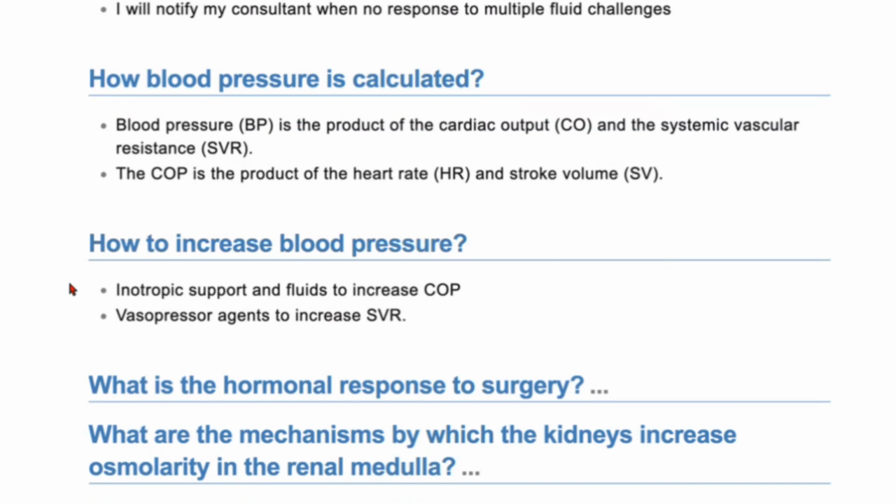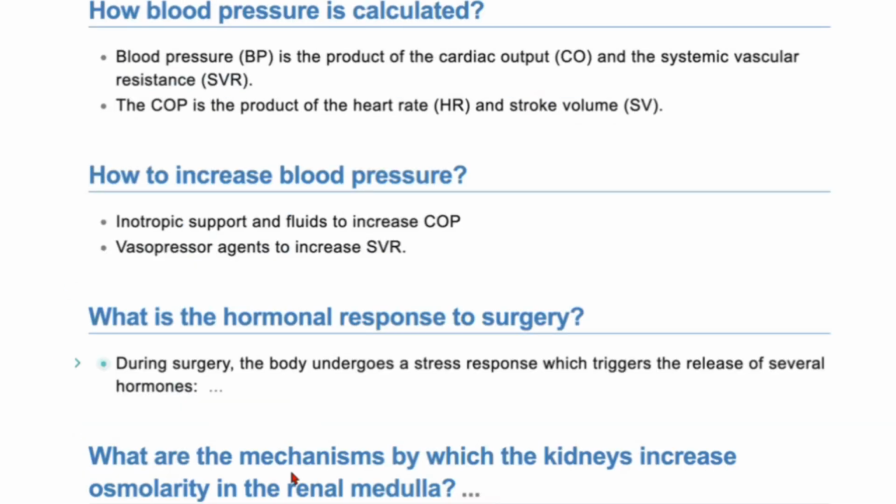So the hormonal response to surgery is based upon a stress response. So because of this, we have an increase in cortisol secretion. This is from the zona fasciculata in the adrenal gland. We also have an increase in adrenaline and noradrenaline, and we'd have an increase in cytokine secretion. We'd have a decrease in thyroid hormone stimulation, so a decrease in TSH, T3 and T4.